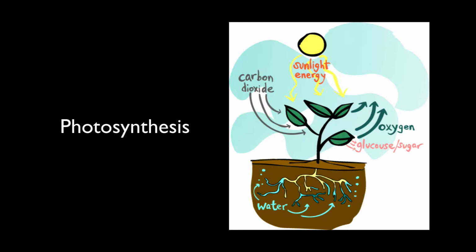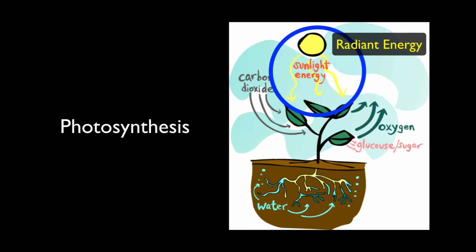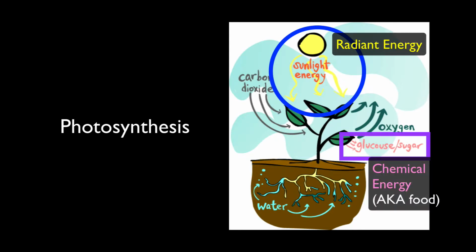Photosynthesis is the process that plants use to take light energy. In science, we call light energy radiant energy. So plants take radiant energy from the sun, that's the sunlight, and convert it into chemical energy. Now, chemical energy is also known as food. Photosynthesis is a little complex, but not too crazy, but we'll talk about it next week.